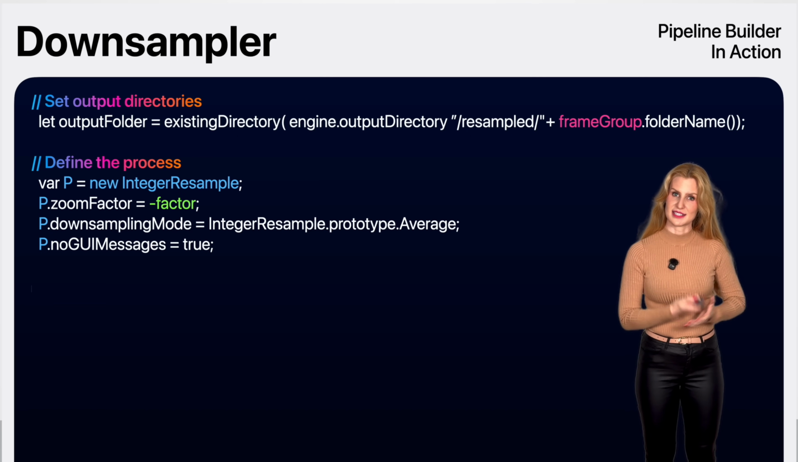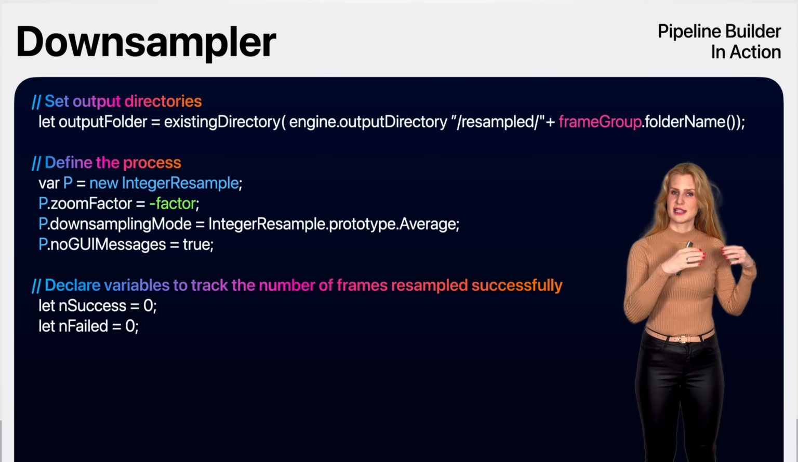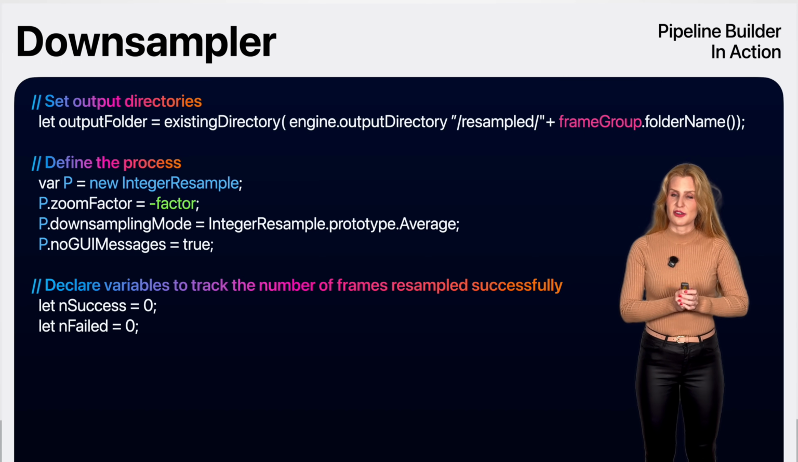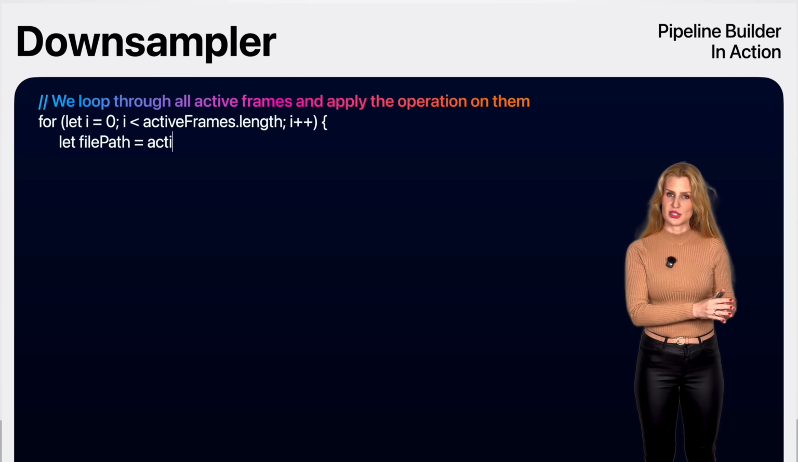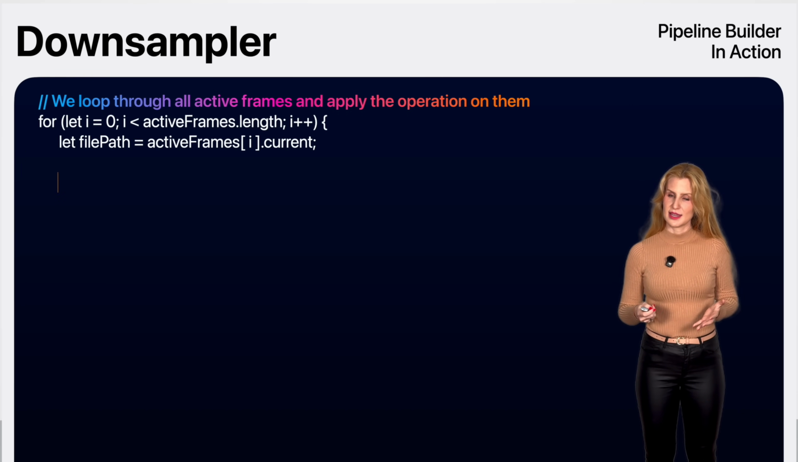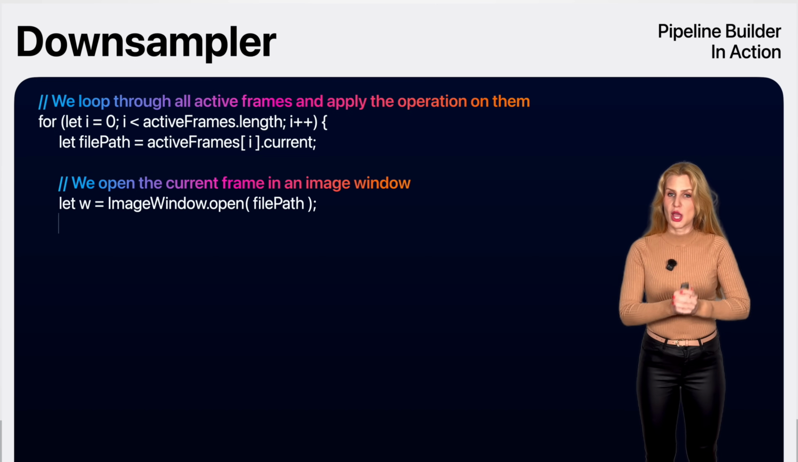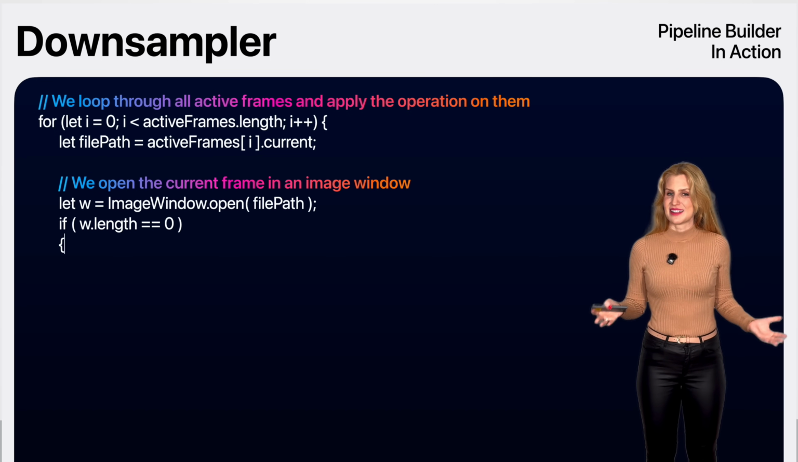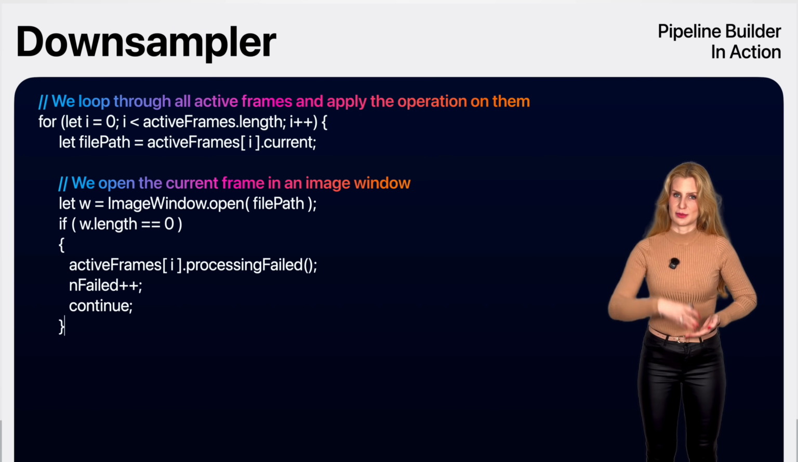Now let's gather some statistics. We're going to initialize a few variables to count the number of successful versus failed images. And then since we have our active frames, we can start looping over them one by one. So we get the first image. We retrieve the file path. We actually open this up in PixInsight. We check if the opening of this image was actually successful. If it failed, we're done with this frame. We add 1 to the number of failed images. We go on to the next one.